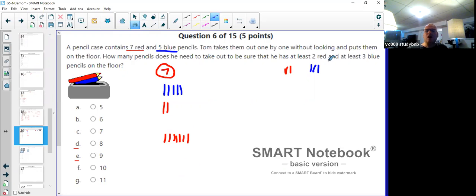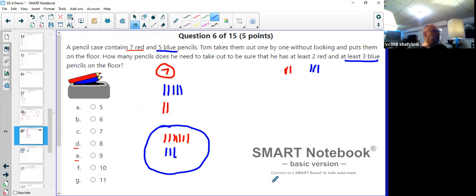And I need how many? I need 3 blues, right? So I'd have to take another one, and another one. The next 3 would be blue. So it says, I want to be sure that I get 2 reds and 3 blues. I can't pick 7 because I might get 7 reds. But this way, I'm sure that I'm going to get that, right? How many pencils are here? 10. Okay. It's a tricky question, really. I want to be sure. I have to pick 10 to be sure.